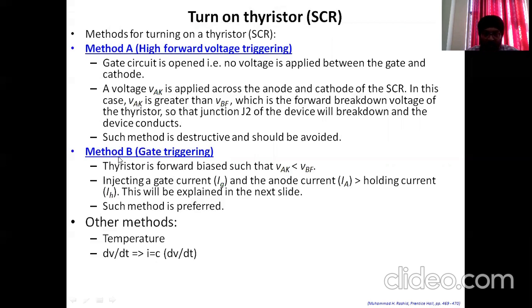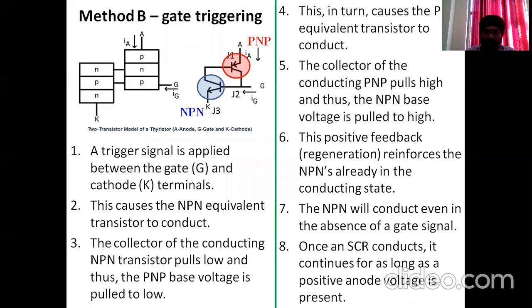Now coming to method B, gate triggering. In this case, the third terminal, the gate terminal, is now connected. Anode and cathode, the device is still forward biased, but now the third terminal, gate, is also connected. This is called gate triggering, and this method B we will be discussing in detail over here, because that's the main method normally used in all SCR triggering applications.